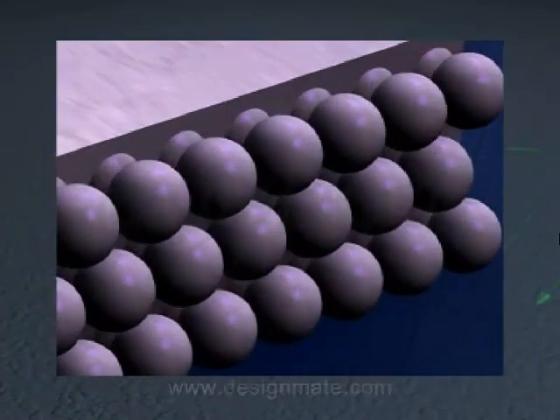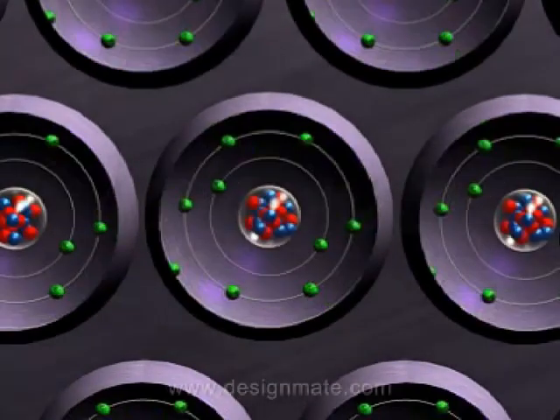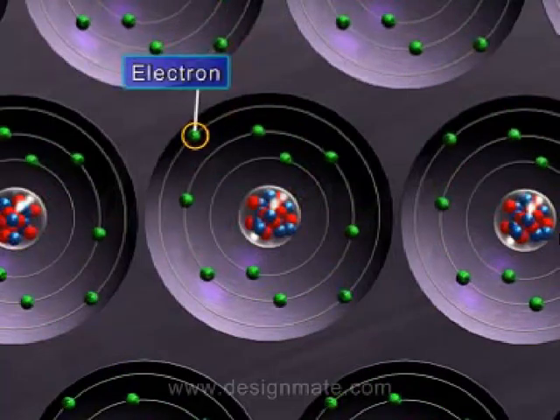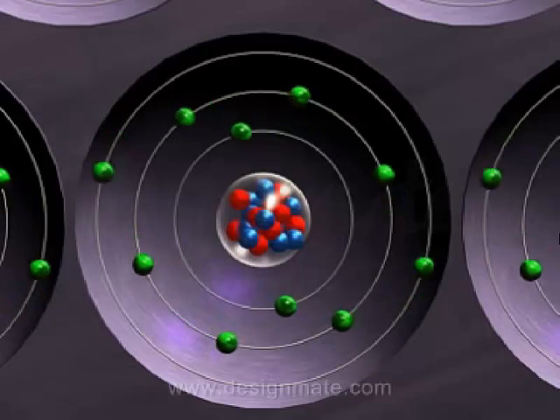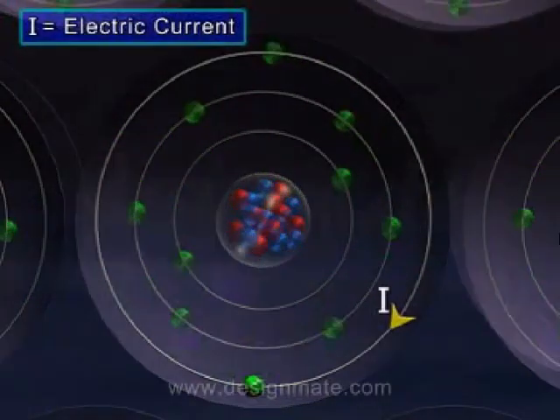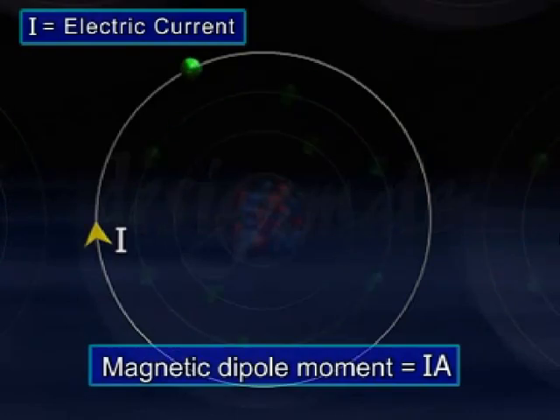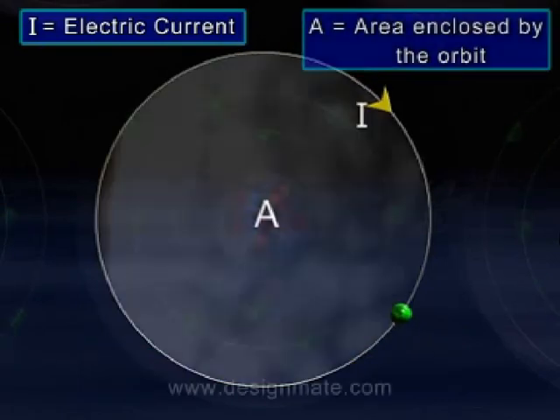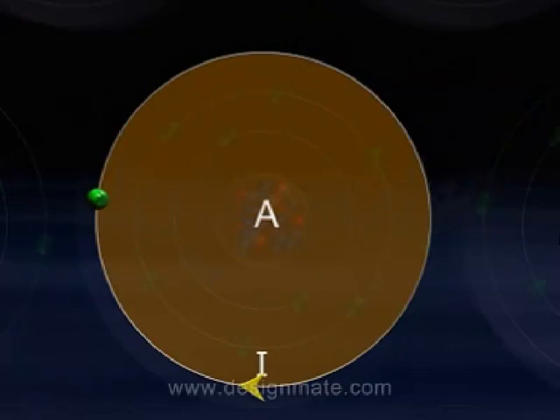A bar magnet is made up of atoms, and in these atoms a definite number of electrons move in various possible orbits. Such motion of electrons in orbits can be considered as an electric current around a closed path with magnetic dipole moment IA, where I is equal to electric current and A is equal to the area enclosed by the orbit. In addition, the electron has intrinsic magnetic dipole moment due to its property called spin.